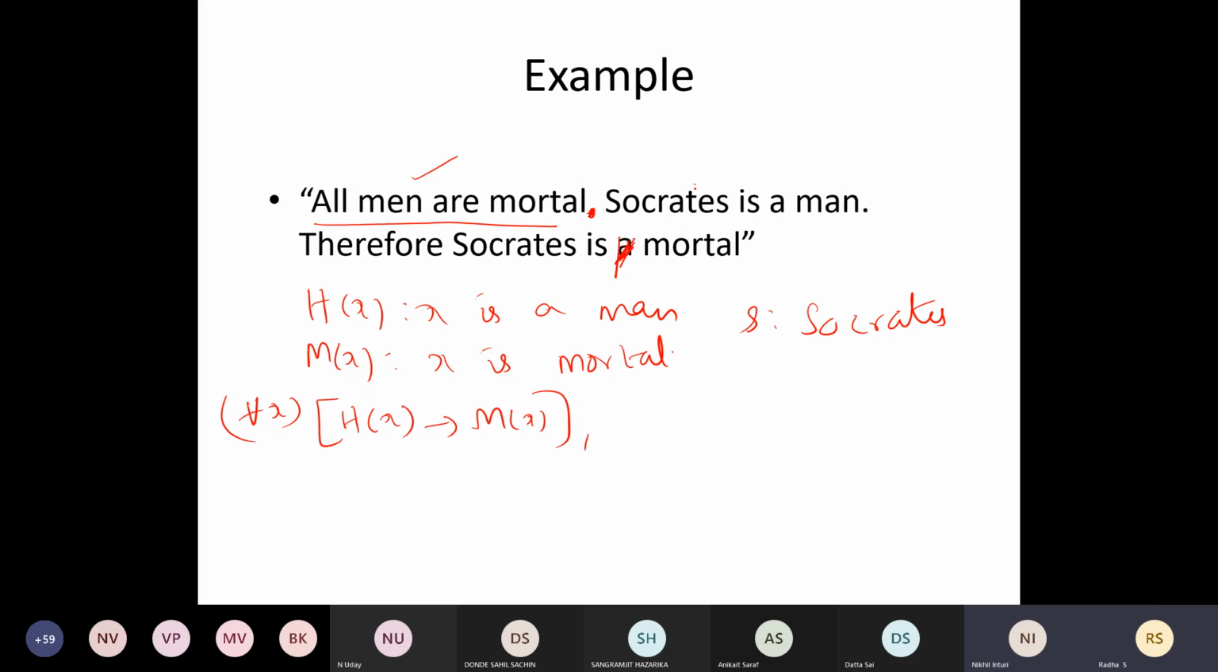Okay, then Socrates is a man. How do you write that? H of x denotes x is a man. For Socrates, I have given a small s. Yes, I am using H of s. So these two are given. What you are supposed to prove, after the word therefore, is the conclusion.